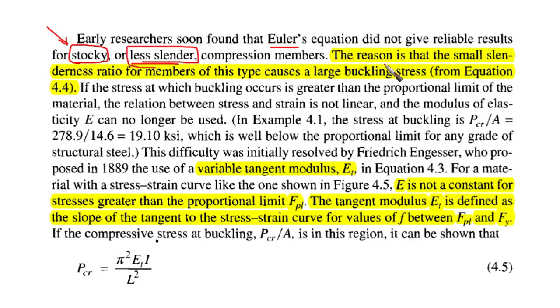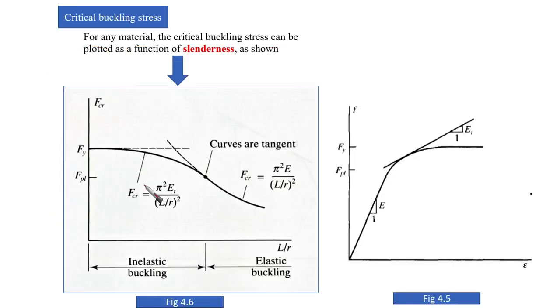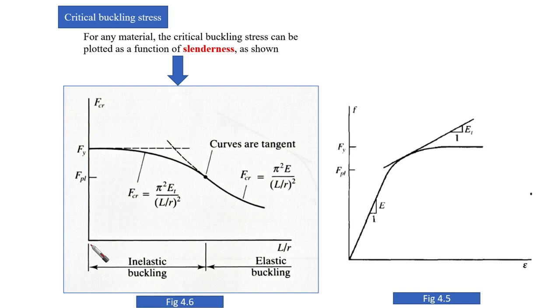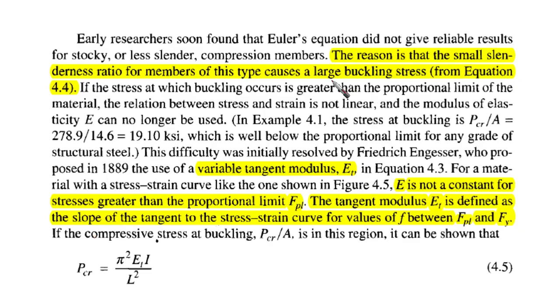The reason is that the small slenderness ratio means that we are like here. This is high slenderness ratio. Here is very low slenderness ratio. So they found that the reason is that the small slenderness ratio for members of this type causes a large buckling stress. And this is right actually, because with the small slenderness, the buckling stress is going to be, as we said here, large.